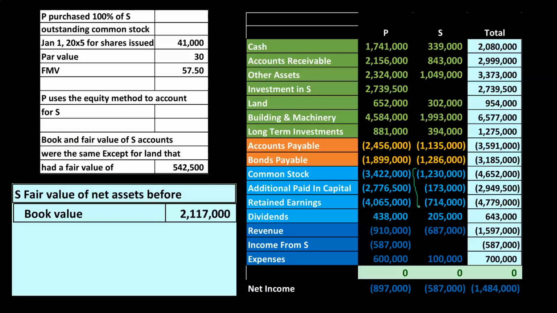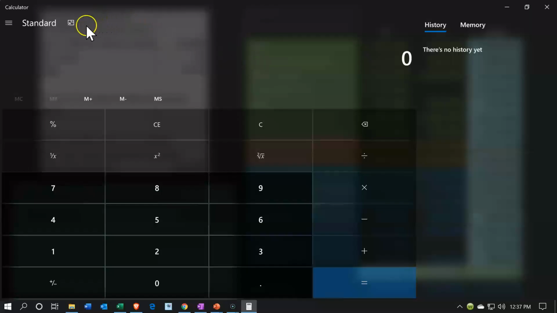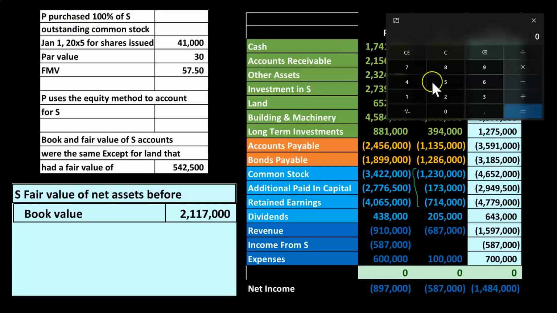So if I was to take out the trusty calculator, then let's take out the huge calculator. Calculator gets excited when you pull out the calculator.